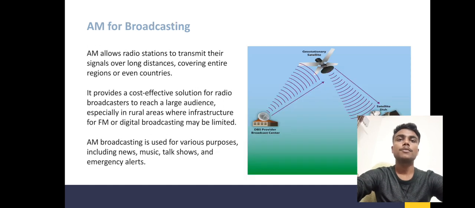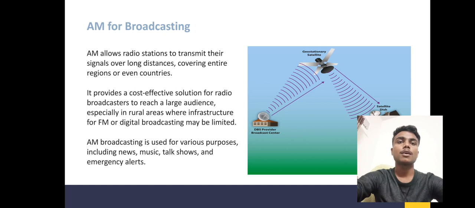Now we can see amplitude modulation for broadcasting. Amplitude modulation allows radio stations to transmit their signals over long distance, covering entire regions or even countries. It provides a cost-efficient solution for radio broadcasters to reach a large audience, especially in rural areas where infrastructure for FM or digital broadcasting may be limited. Amplitude modulation broadcasting is used for various purposes, including news, music, talk shows, and emergency alerts.